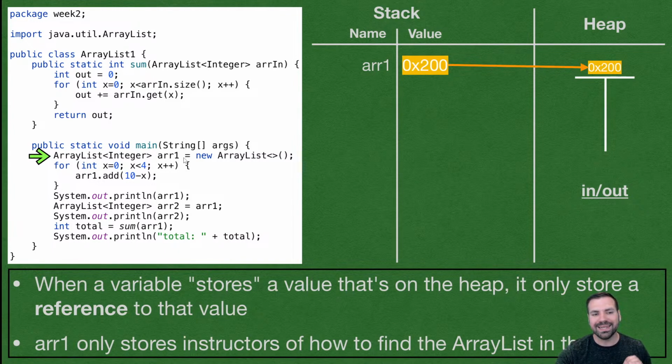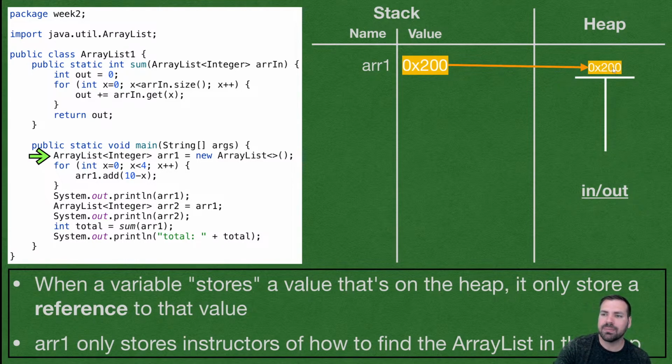So R1 does not store an array list of integers, even though that's its type. That's what we would want to think that it stores. And throughout the course, I'll probably say R1 stores an array list of integers, because I get sick of saying it the right way, excuse me. But R1 actually only stores a reference to an array list in memory. So R1 only stores the memory address, 0x200 in this case.